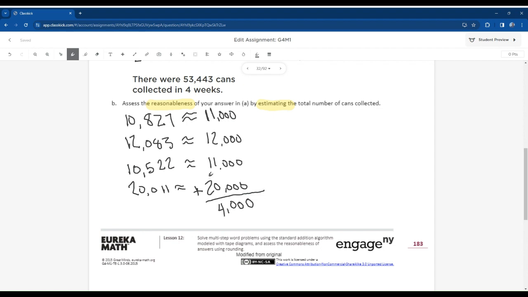And 20,000, 10,000, 10,000, and 10,000. 1 plus 1 plus 1 is 3, plus 2 gives me 5. So my estimated amount is about 54,000. So our actual amount of 53,443 by the rule of the law when it comes to rounding doesn't necessarily round up to 54,000, but we're in the ballpark. So we can say that this would be a reasonable answer compared to 53,443.